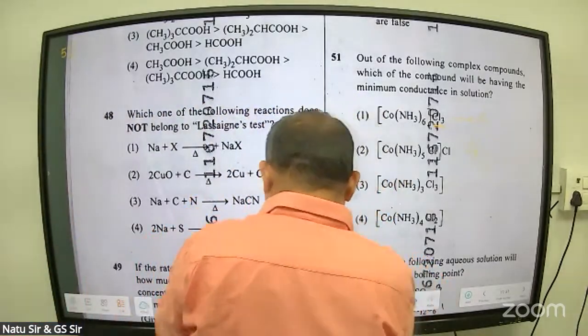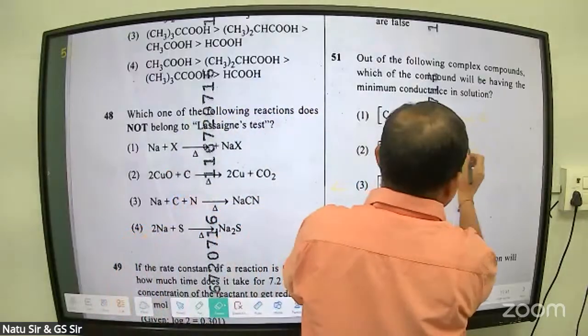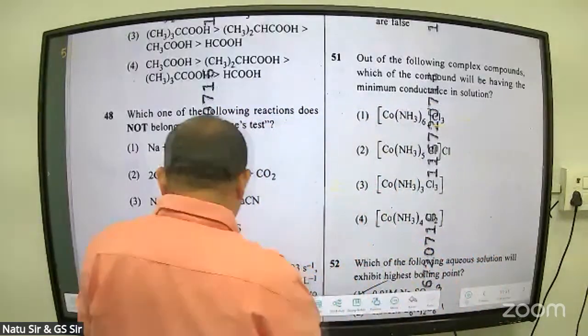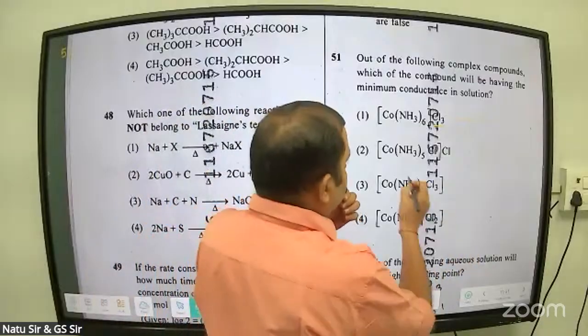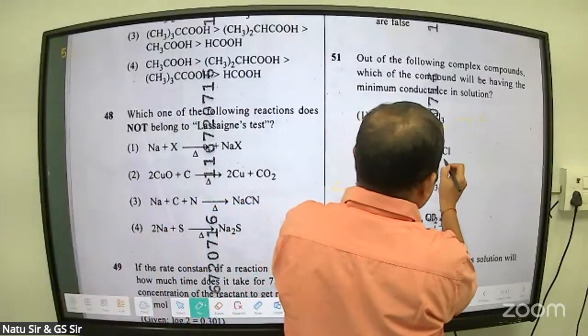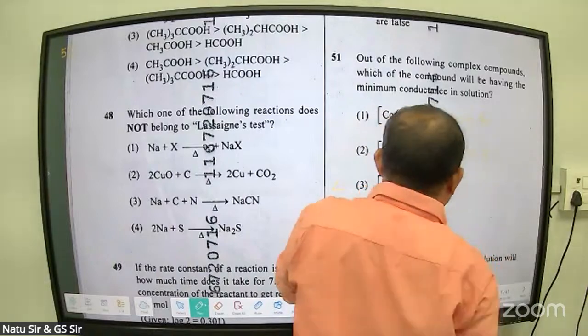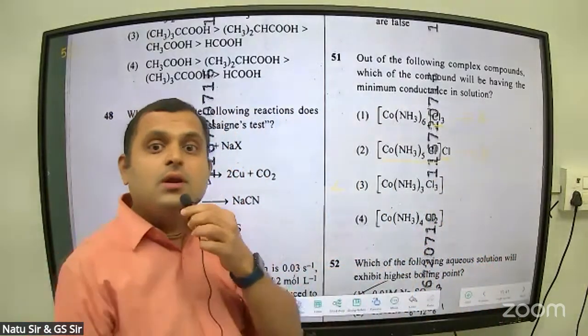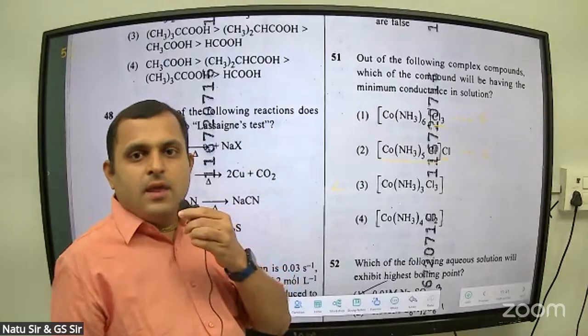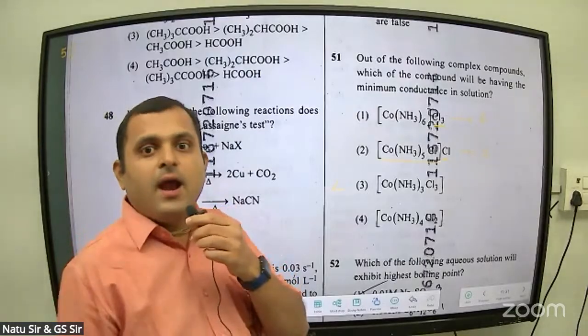Here. Now, the next one will give us only 2 ions. One is this coordination sphere and another one is counter ion, which will give 2 ions. And the other two are neutral complexes, so they will not be conducting at all.